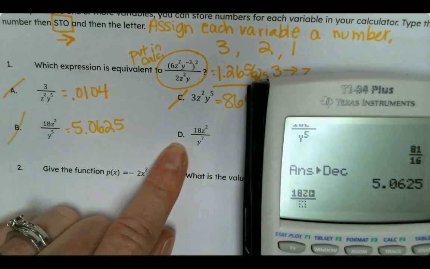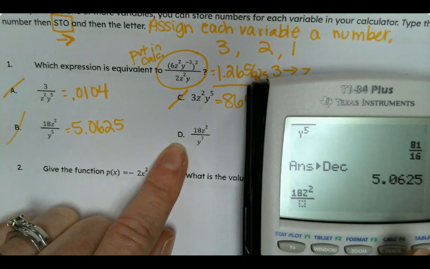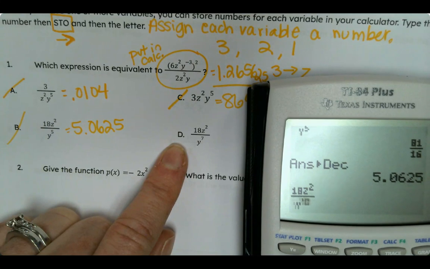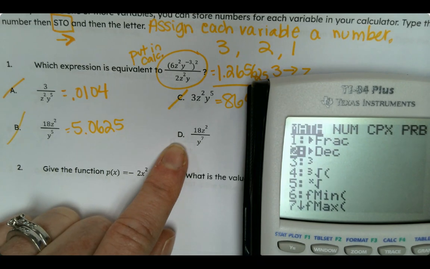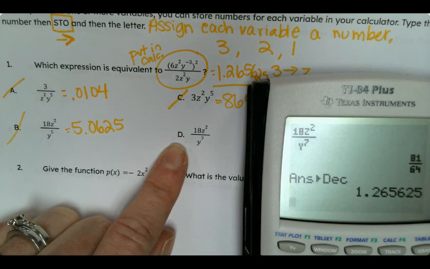18 z squared over y to the 7th. It's another fraction. So you go math, number 2, decimal, enter, and that's it.